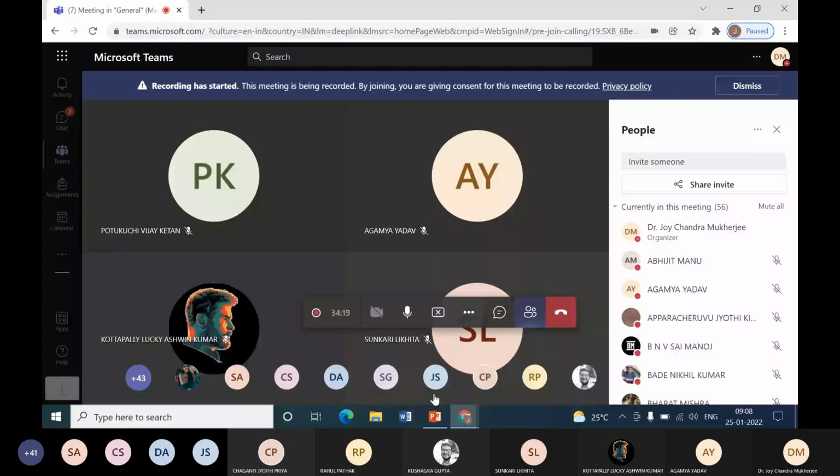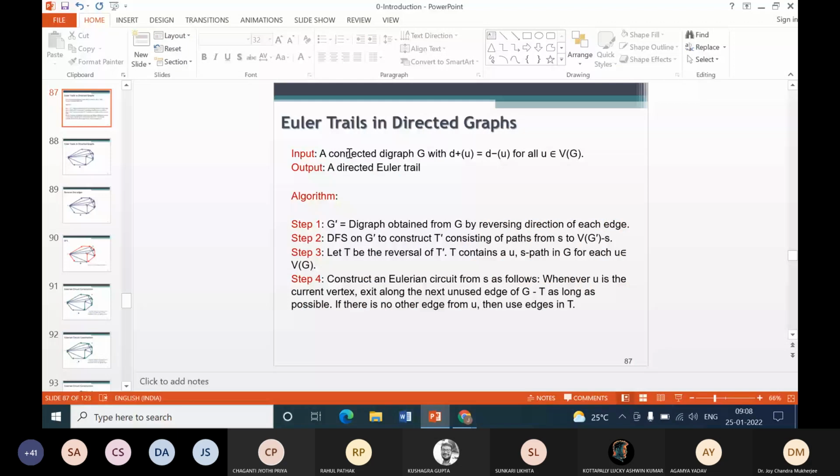So basically you are given a connected directed graph or digraph G, where each vertex has equal in degree and out degree. So D plus of U means in degree of U equal to out degree of U. Now the output is a directed Euler trail.